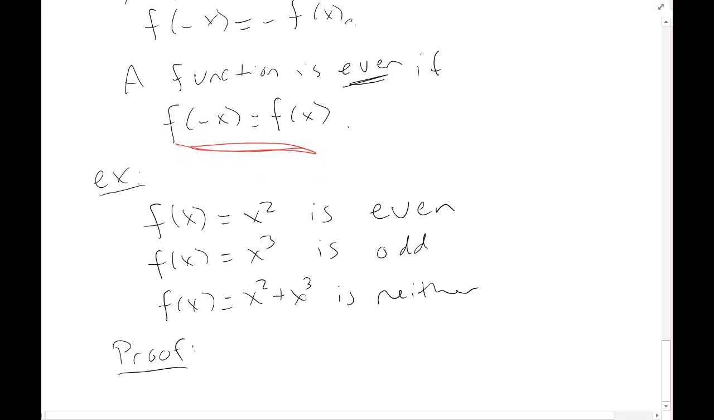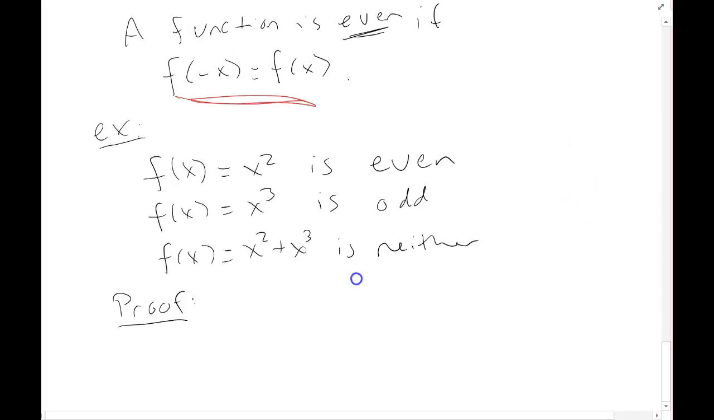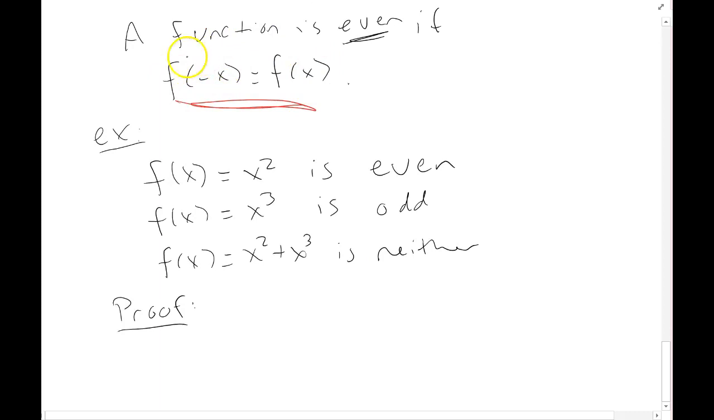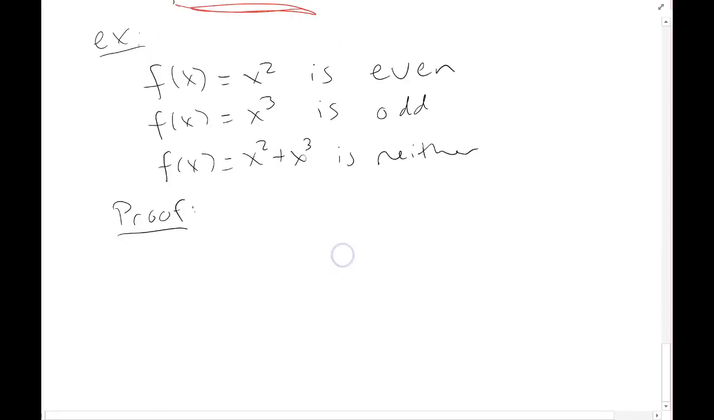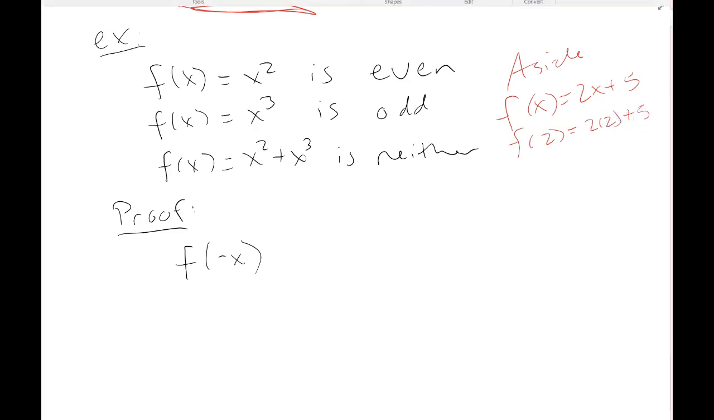Okay, well, that's not so bad. So if I want to prove two things are equal, I'm going to start on the left-hand side. So I'm going to write f of negative x. Remember, just as an aside, if I have f of x equals 2x plus 5, and I do f of 2, that tells me to just plug 2 in for the x's. So if I have f of negative x, what that's telling me is to plug negative x in for the x's.